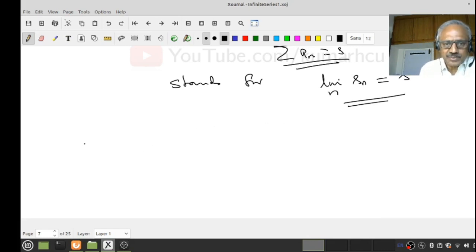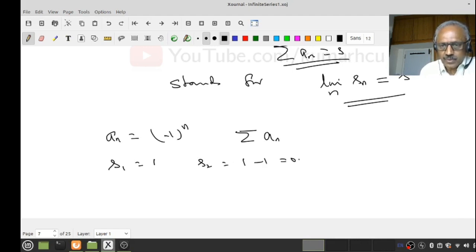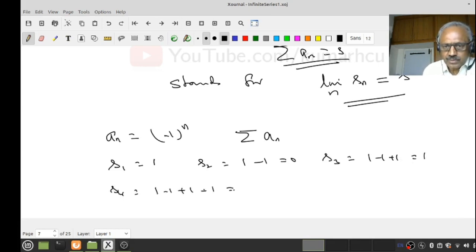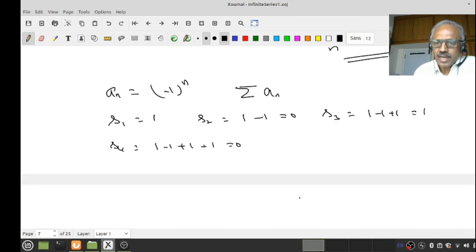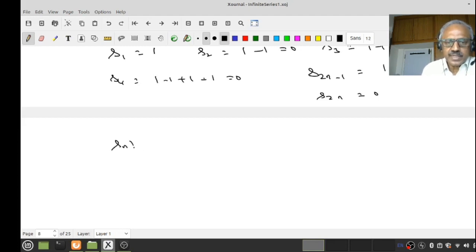Let's look at some examples. Let's look at the example where a_n is minus 1 to the power n. So what is this a_n? I have to look at what S1 is. S1 is 1, S2 is 1 minus 1, which is 0, S3 is 1 minus 1 plus 1, which is 1, and S4 is 1 minus 1 plus 1 minus 1, which is 0, and so on. Therefore S_(2n minus 1) equals 1 and S_(2n) equals 0. Therefore the sequence S_n is 1, 0, 1, 0, and so on.